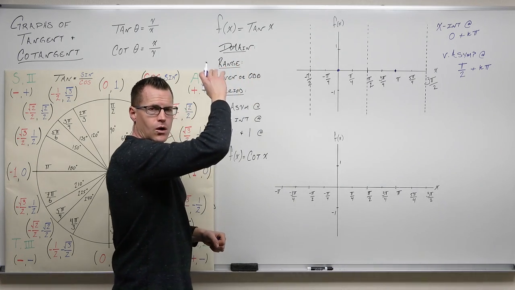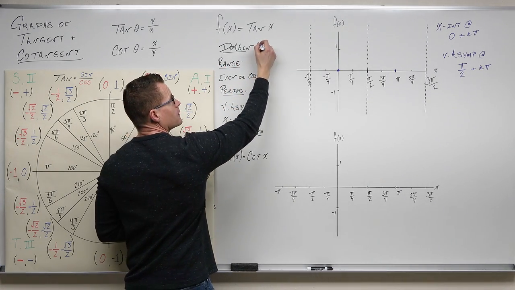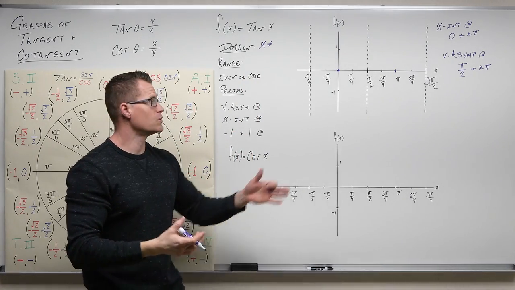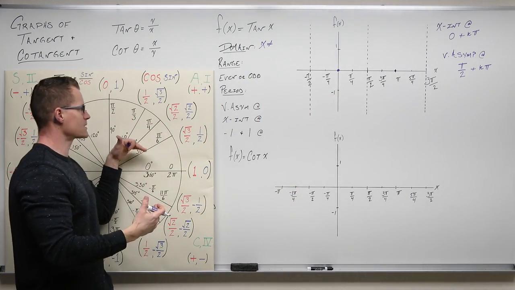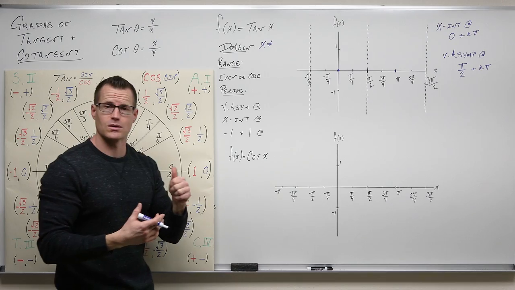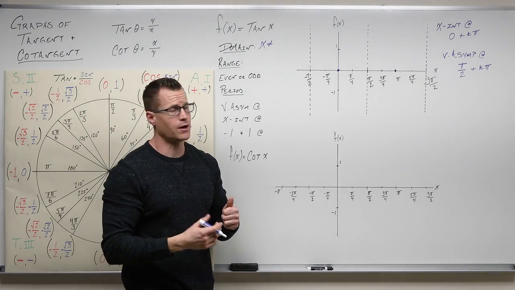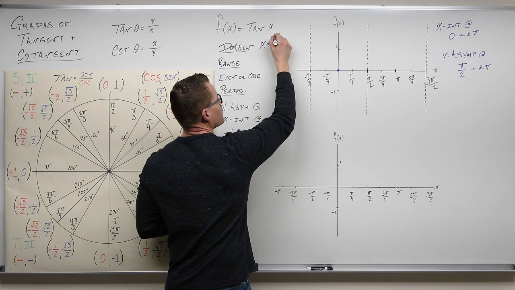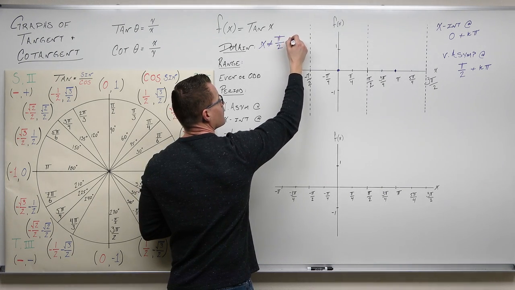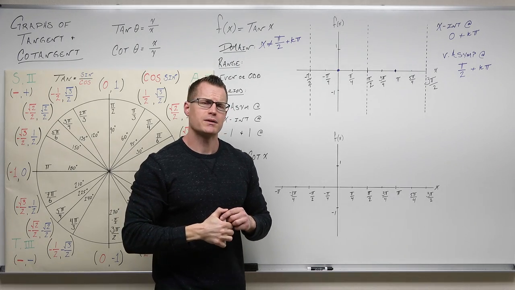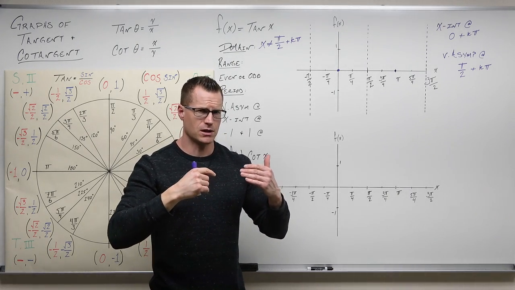So domain is all real numbers, but x cannot equal pi over 2. We saw that. Why not? Again, because at pi over 2, x is 0 for this particular angle, and y over x is going to give you something undefined. Now, please get this. We're about to discover that the period of tangent is pi.